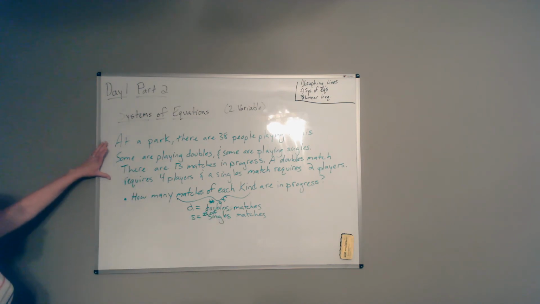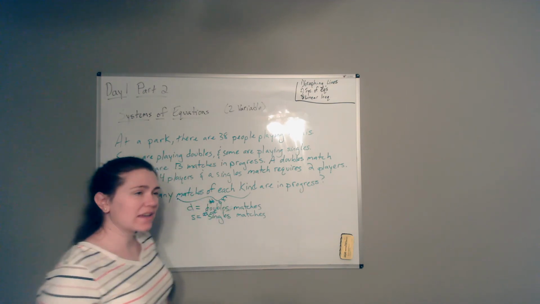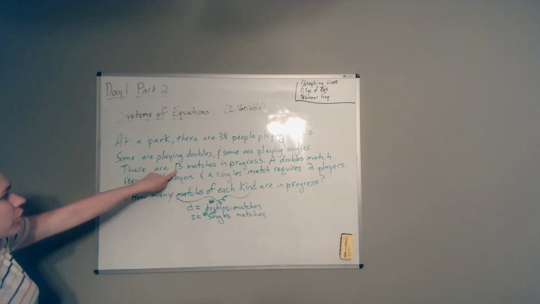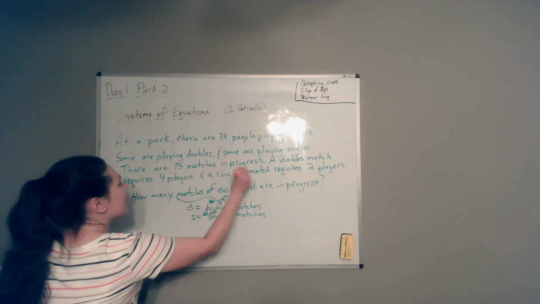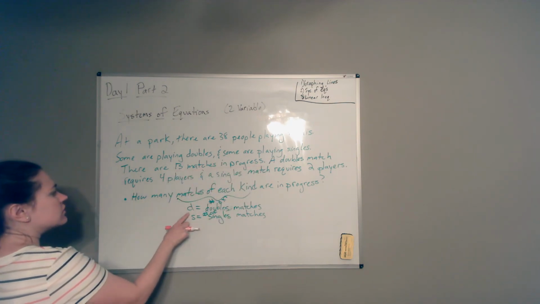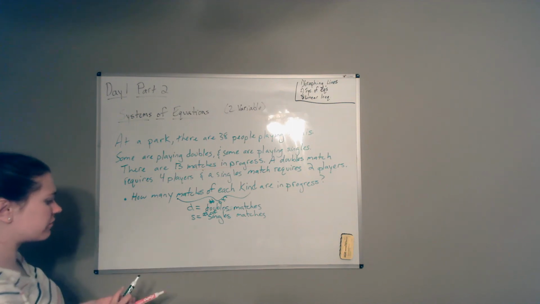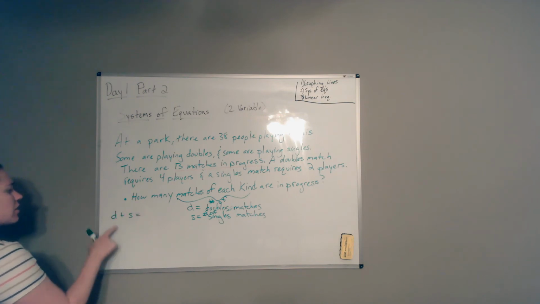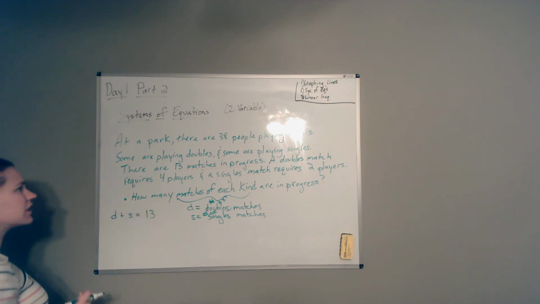Now from this information, we just got 2 variables. That means we should be able to make up 2 equations. So we have to look for where we're going to get this. If you look, there are 13 matches in total, okay? There are 13 matches in progress. So D represents the number of doubles matches and S represents the number of singles matches. So D plus S, the number of singles plus the number of doubles, has to equal 13.